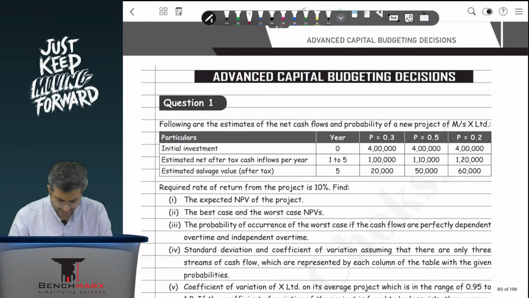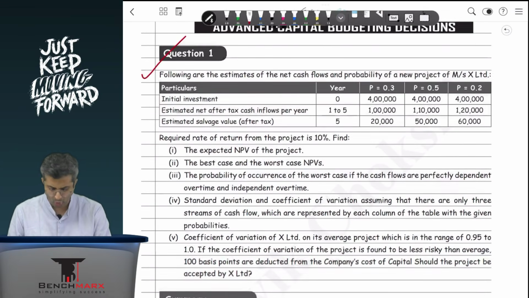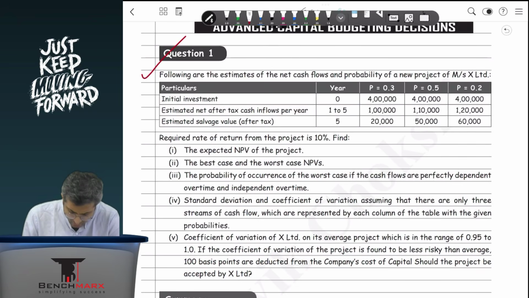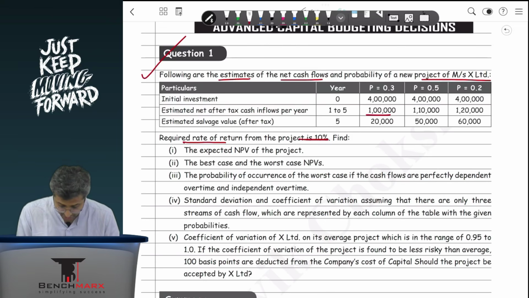So over here there is a question, you can just pause and glance through the question. Okay, once you're done, you have the following estimates of the net cash flows and probabilities for this project. So you have the initial investment, each year's cash flows are given, and salvage value is given. The required rate of return on the project is 10%. The question asks you to find the expected NPV on the project.